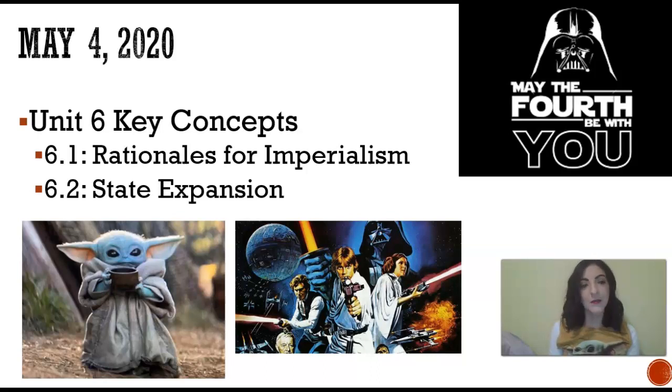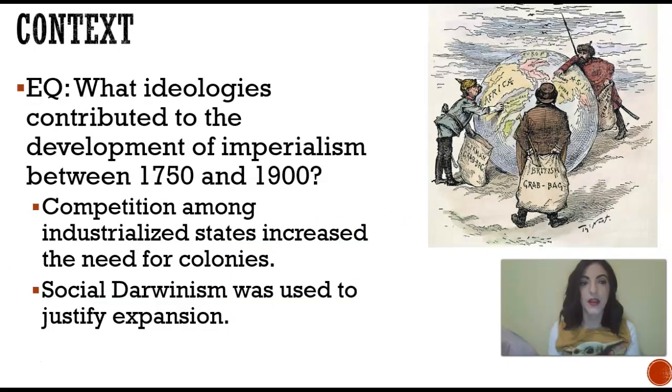But good news, this is the last unit we're going to be covering, so this is the last week of new information and the last week of videos. Unit 6 is the last one that the AP exam is going to cover, so it's everything from Units 1 through 6 we've covered over the last quarter that we're expecting to see on the AP exam. So today we're going to cover two. The first one is 6.1, Rationales for Imperialism, and then 6.2, State Expansion.